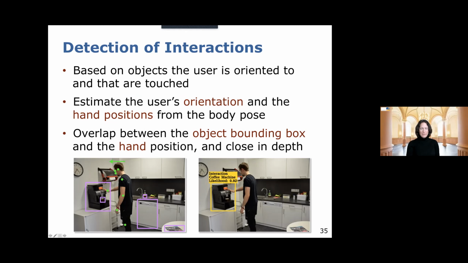I show you an example here. The green dots correspond to the estimated body pose of the user. We have detected objects in the environment, and you see here that the bounding box of the hand and the bounding box of the object overlap, and additionally the user is oriented towards the coffee machine, and therefore our system would detect an interaction with the coffee machine.